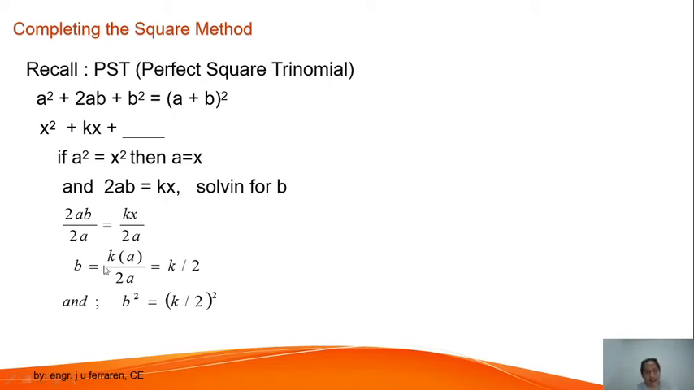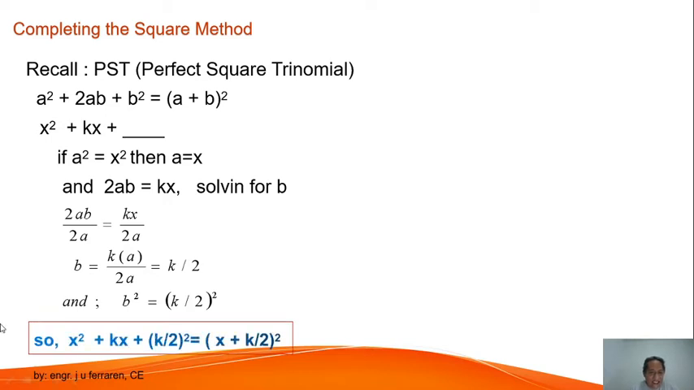So, which means your third term must be k over 2, but it should be squared. So it should be k over 2 squared. We really need to have half of the coefficient of the first degree term in order to arrive at a perfect square trinomial when it takes a form like that. Okay? So that is the form where we have the perfect square trinomial.